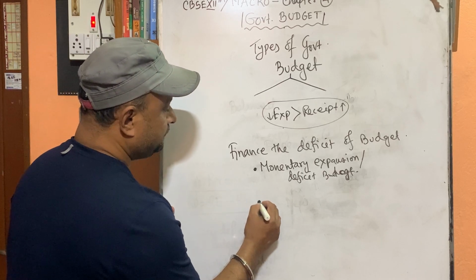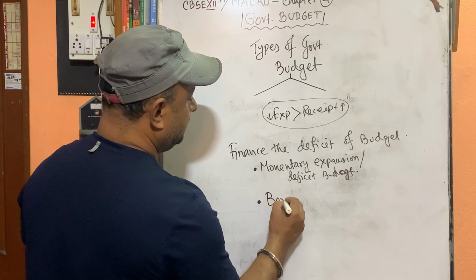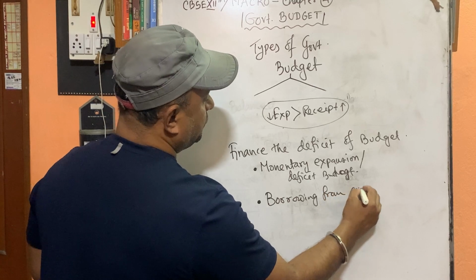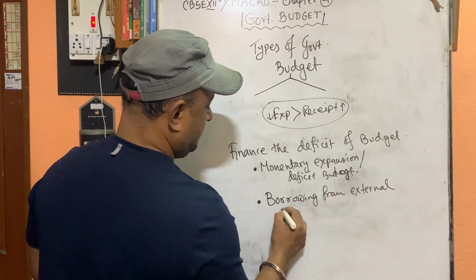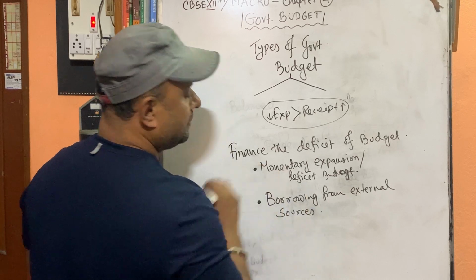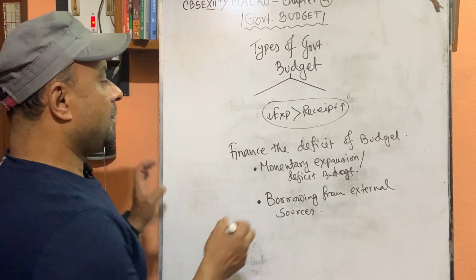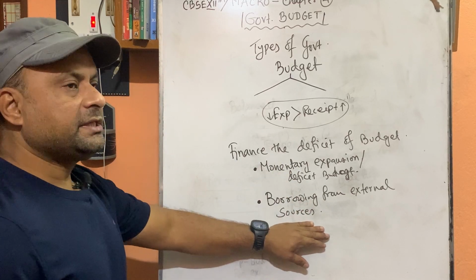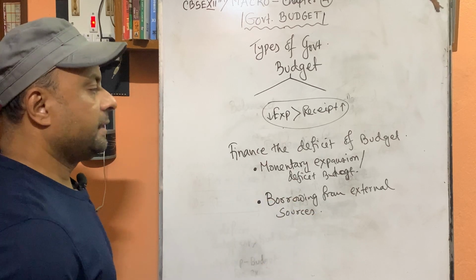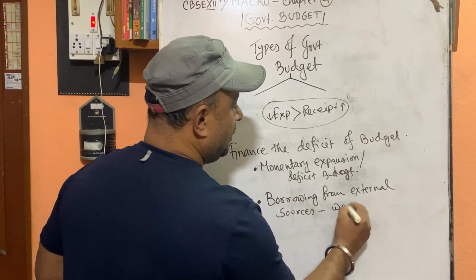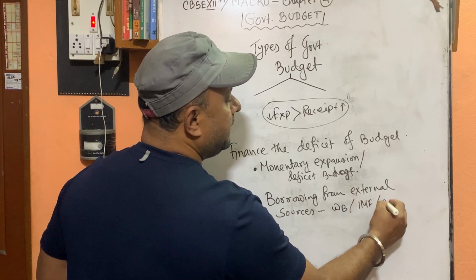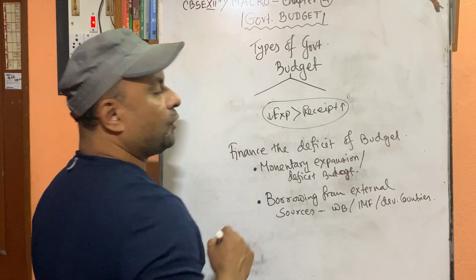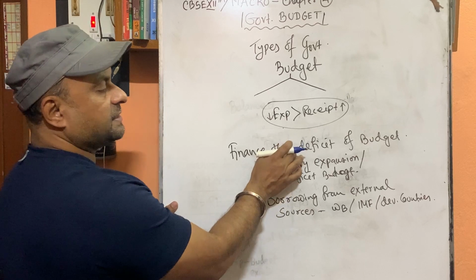Second one is borrowing from external sources. If government is unable to do the previous thing, government may borrow from other sides. Government may borrow within the country, or from outside the country. Suppose government borrows from the World Bank or International Monetary Fund or any other developed countries. This is borrowing from external sources to recover the deficit.